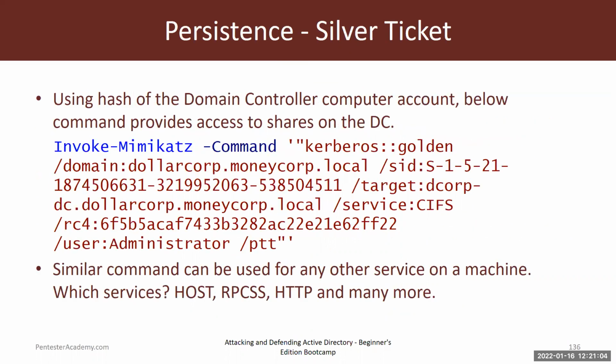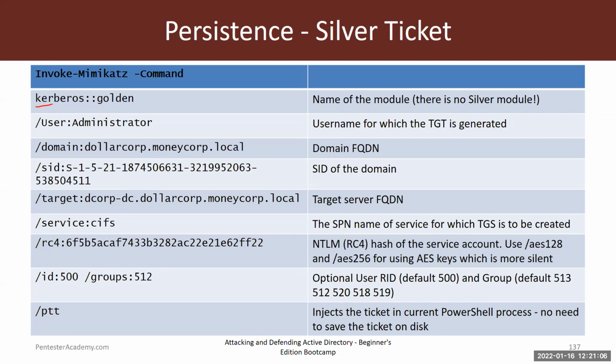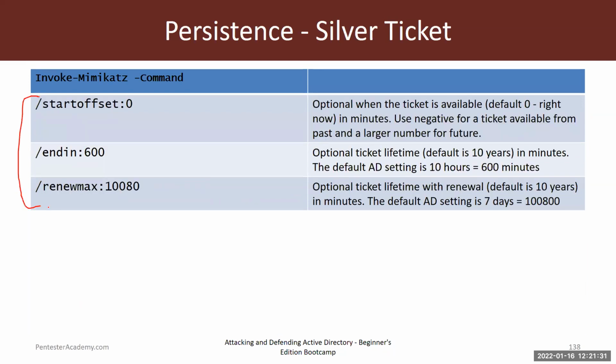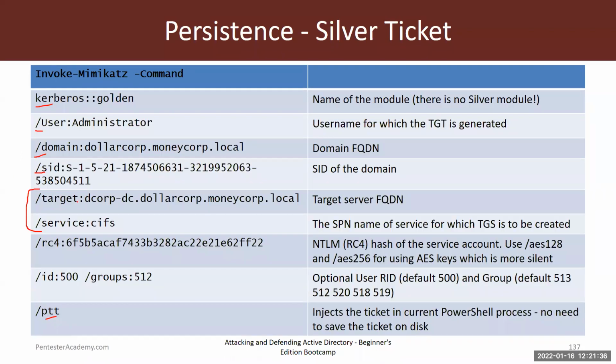So what does the command look like? The module is still Kerberos Golden, the user that you would like to impersonate, the FQDN of the domain, the SID of the domain. These two are new here: the target server's FQDN and the service that you would like to access there. And then the RC4 or AES key of the target service, the usual ID and groups parameters, the PTT parameter that we discussed, and the timeline parameters that were present in the golden ticket as well. So only two new things here, the target server and the service.